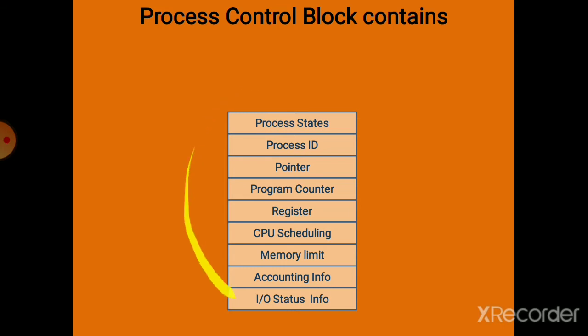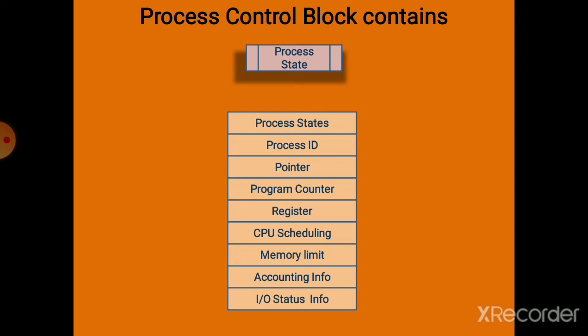So these are all the related process information stored in the PCB. Let me start with the process state first. This process state indicates the current state of the process, whether it is in the running state or the ready state, which we discussed in the previous class itself. So, the current status of the process.